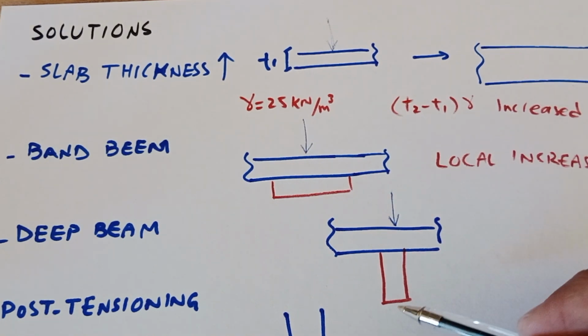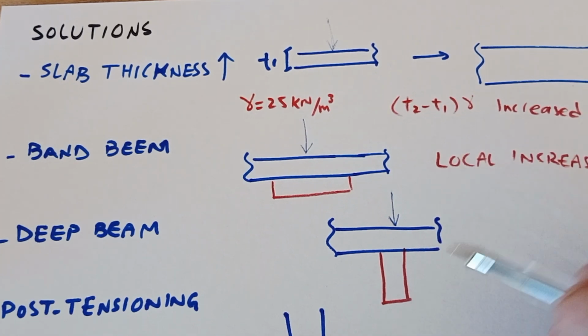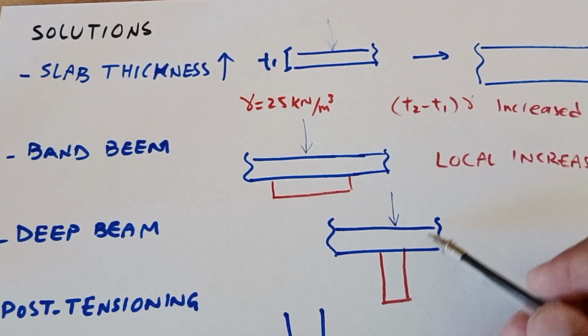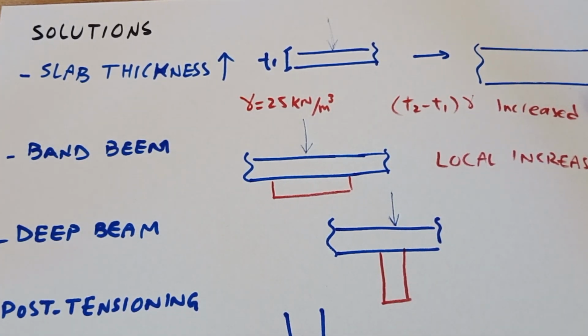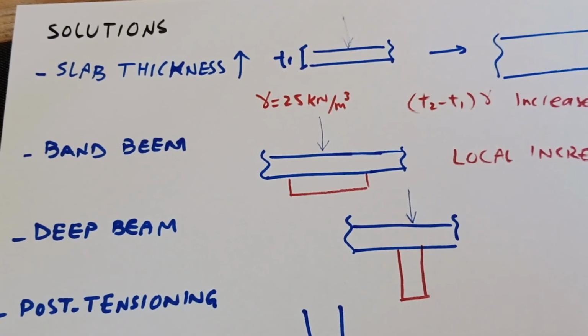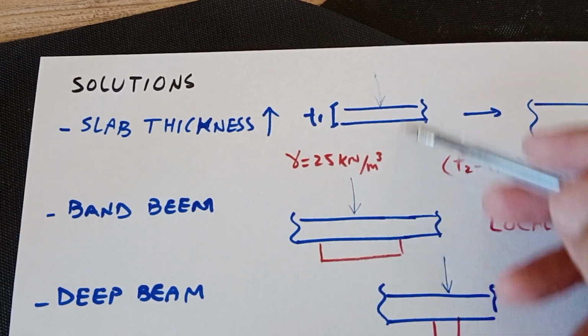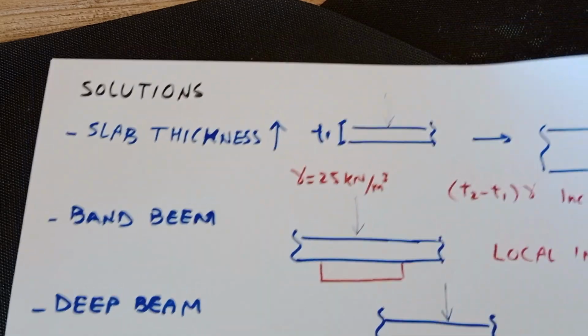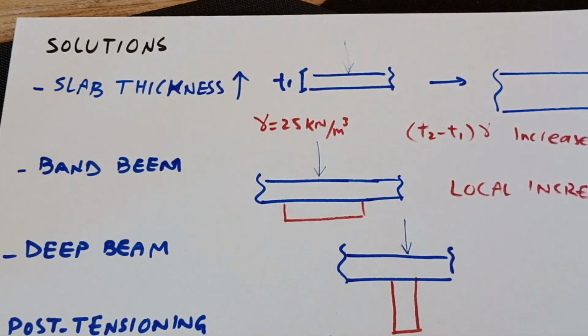For that deep beam, you may have just about 200, 300 mil width and about 1 meter, 2 meter or less depth added to this slab, and it gives you huge deflection and stiffness capacity. At the same time, all these options give increased punching capacity and shear capacity as well.